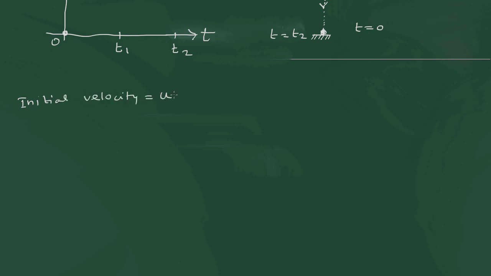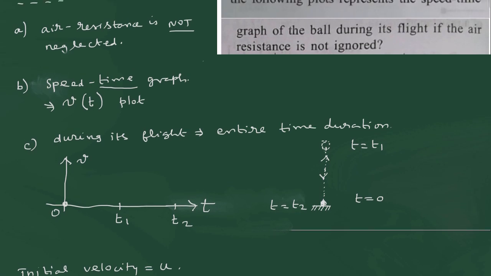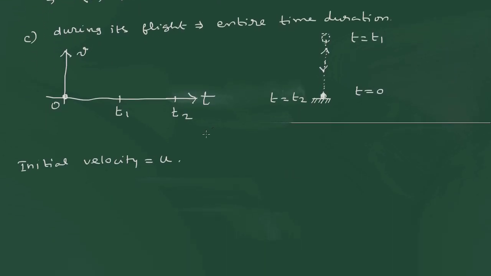The value of the initial velocity is not given, therefore you keep it as u. Since it is not given, let it be the value of u. The only point to be noted here is that the initial velocity is not equal to 0. That is the point to be noted. If it is equal to 0, there is nothing to do, because the ball will not go up. So there is no graph for that.